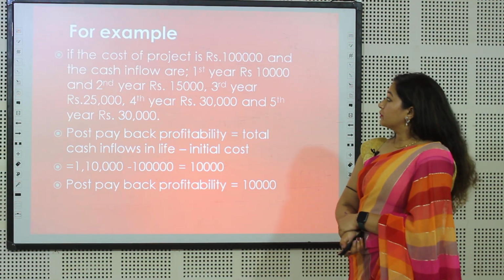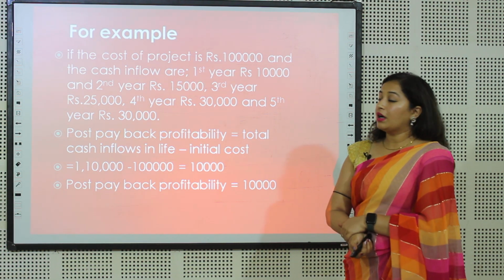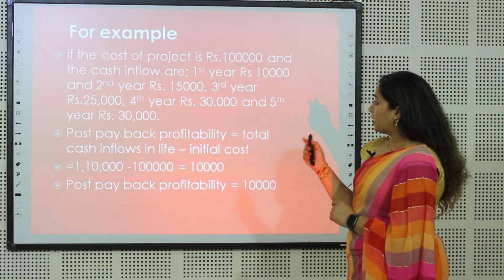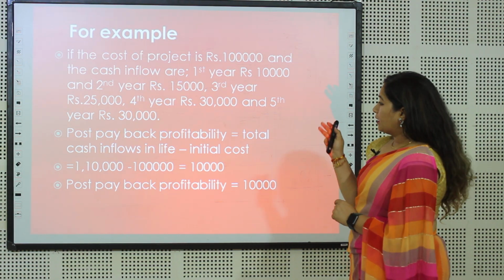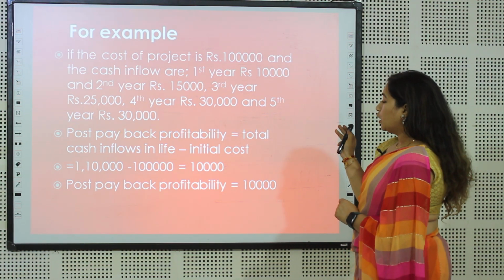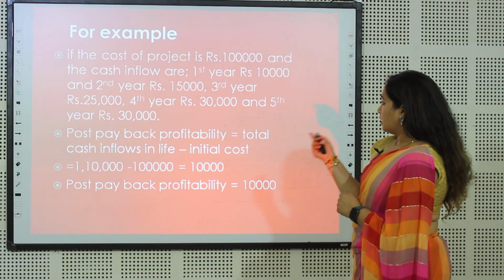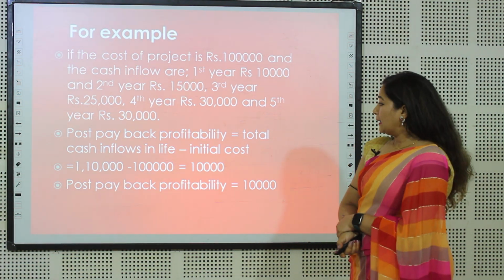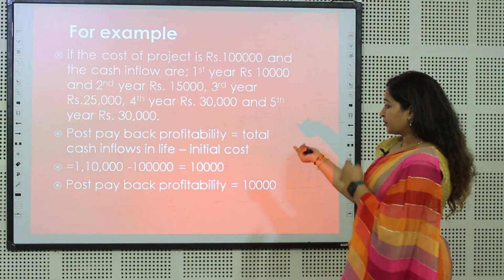Say for example, if the cost of the project is rupees 1 lakh and the cash inflows are, first year 10,000, second year 15,000, third year 25,000, fourth year 30,000 and fifth year 30,000. How will we calculate post payback profitability? Post payback profitability is equal to total cash inflow in life minus initial cost. So total cash inflow in life, we have to total it. It is 1,10,000 minus initial cost, that is 1 lakh. So the post payback profitability will be 10,000.